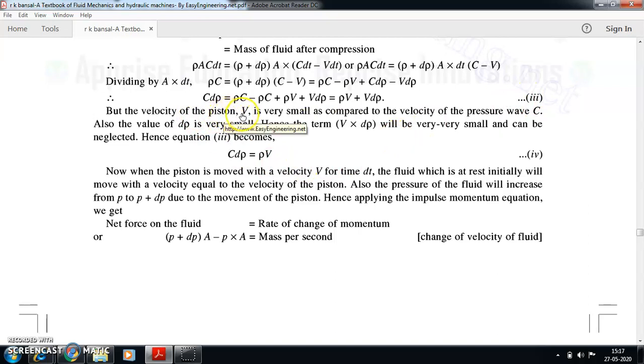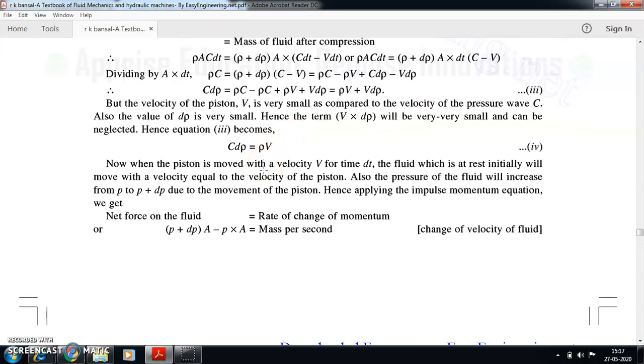The velocity of the piston V is very small when compared with the velocity of the pressure wave, which is C. So I can neglect V into d rho, which is going to be very small because d rho is also very small. So your C d rho will be rho into V. Okay, I cannot neglect rho. Rho will have a sufficient value. That you put as equation number 4.